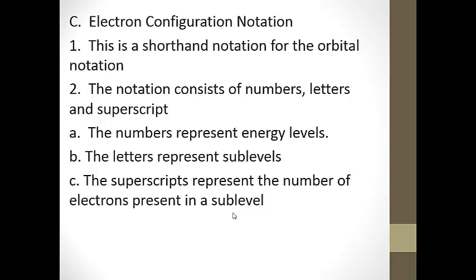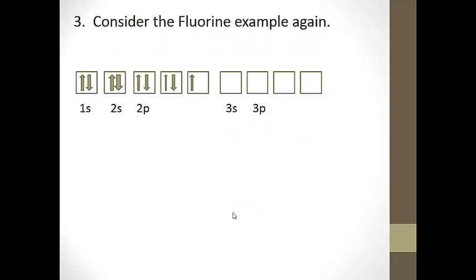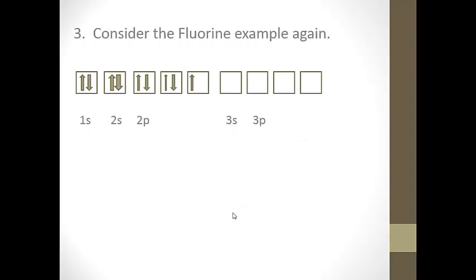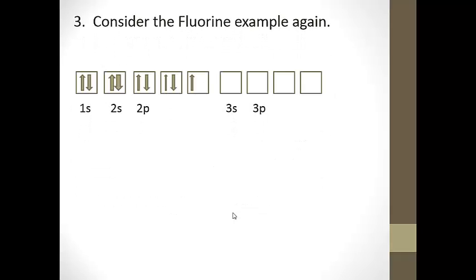So for instance, if the p orbital had maybe 4 electrons in it, you'd see a p with a 4 superscript for that. This is what our fluorine example looked like when we did fluorine in our orbital diagram video. We had our arrows going opposite directions.